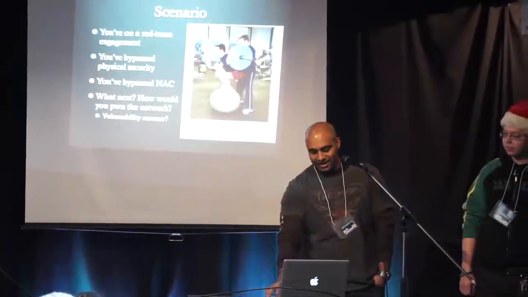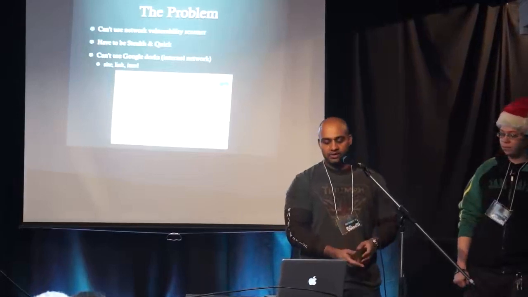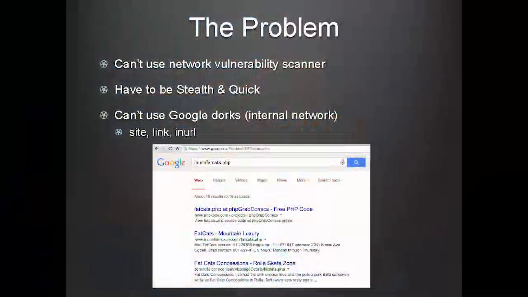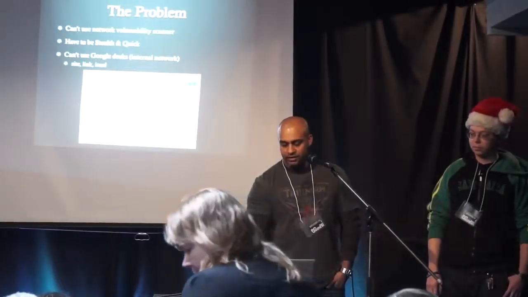All right, so the problem is that we can't use network vulnerability scanners. We have to be stealthy and quick because the security is on our ass. We can't use Google Docs. When you're doing external security assessments, you can use Google Docs like Cite, Link, that will give you some information. Too bad you're on an internal network, you can't do that.